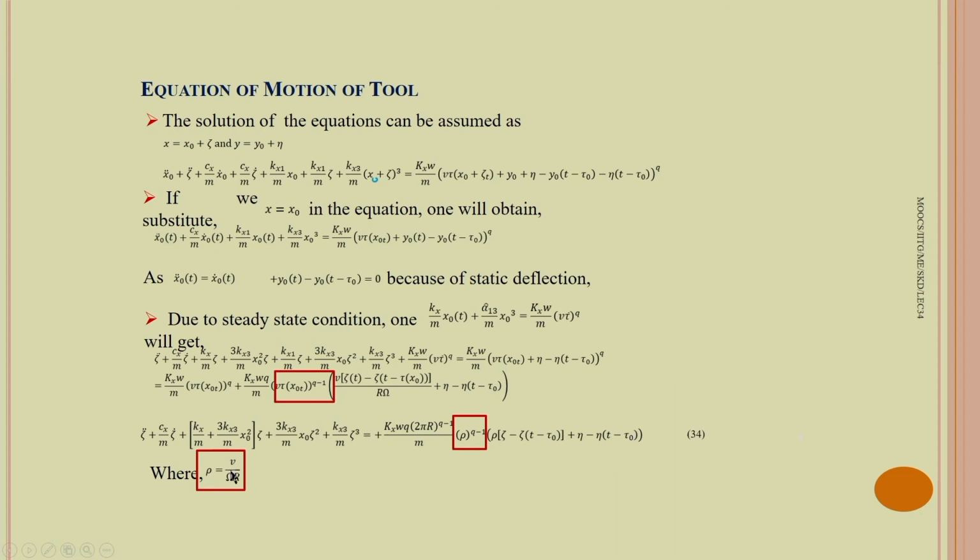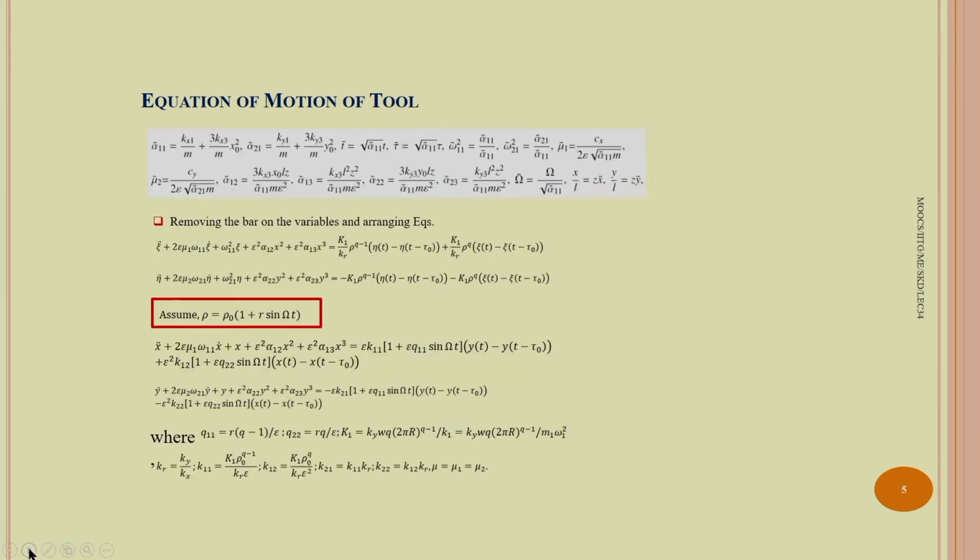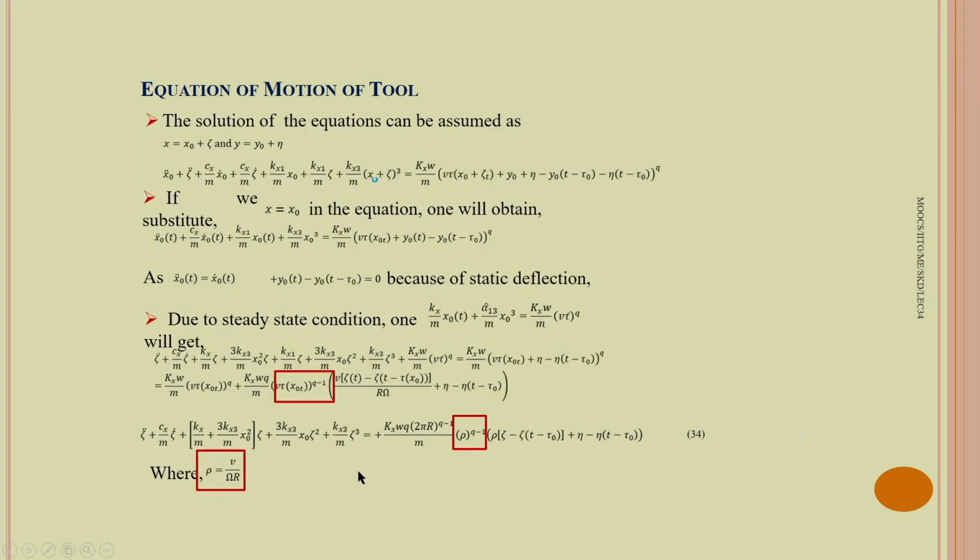So, here we can take this rho equal to v by omega r. So, this omega r into rho equal to v we have taken. That is why rho equal to v by omega r. So, the right hand side is now written in terms of rho. So, these are the parameters one can use, for example, to write this complicated equation in a simplified form.